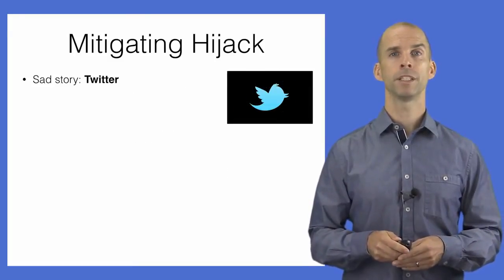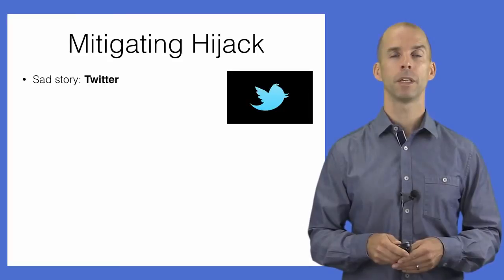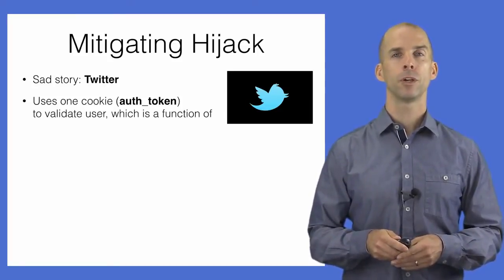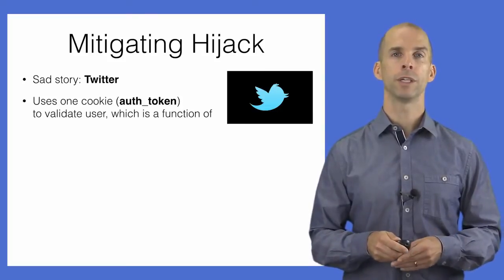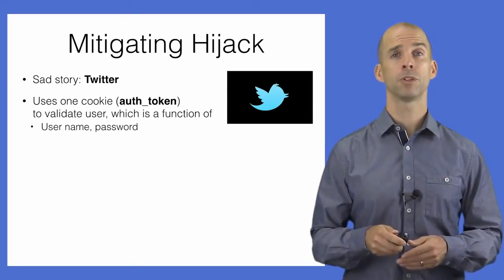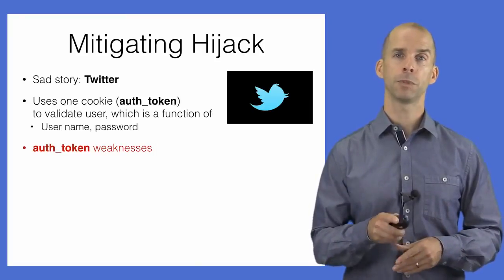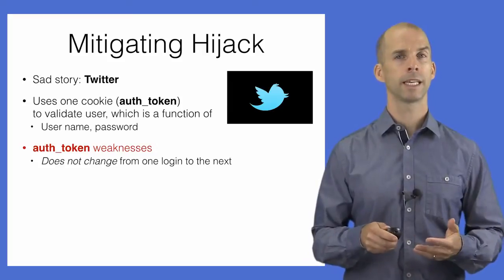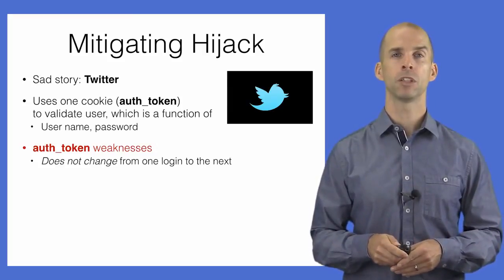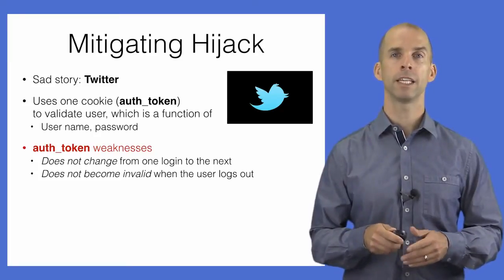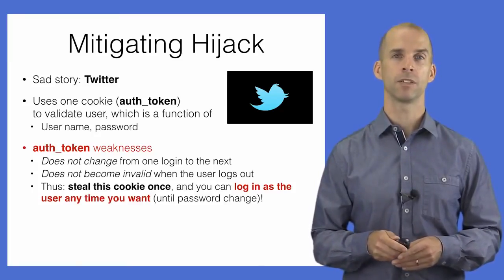There are yet more mitigations against attacks due to stolen cookies. To motivate them, consider a recent Twitter vulnerability. Twitter uses a single cookie called auth token to identify a user. This cookie is computed from the username and password. Now, this approach suffers from two weaknesses. First, the auth token does not change from session to session. Second, it does not become invalid when the user logs out. This means that stealing the cookie gives an attacker indefinite hijacking of a user's account.